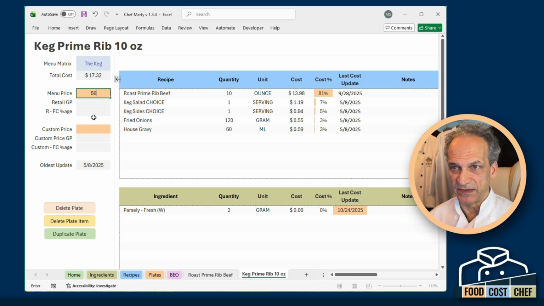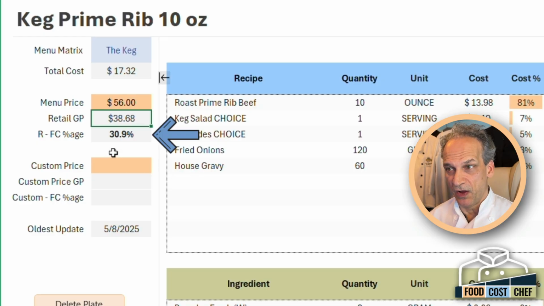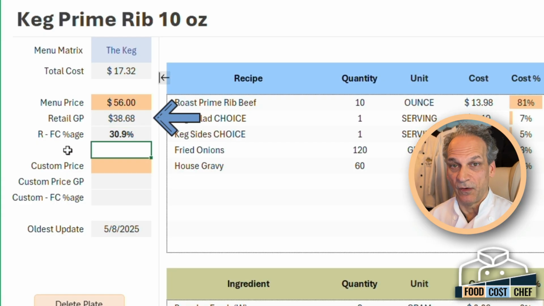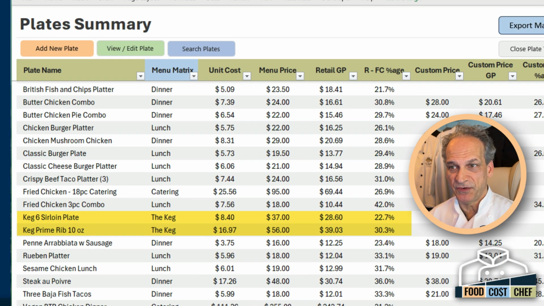The retail price is $56, so that comes out to 31% food cost and a whopping $38 in gross profit or contribution margin. We can see the sirloin and the prime rib next to each other in the plate summary. Now, even though the prime rib has a higher food cost, the contribution margin is $10 more than the sirloin steak. That's significant.